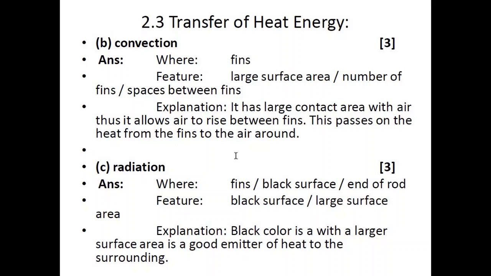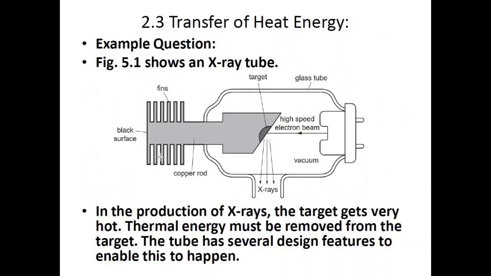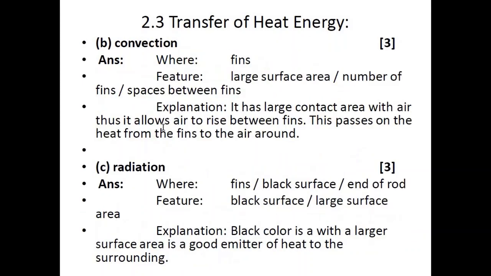Now, how does radiation occur? In the fins, where it is having the black color, or the end of the rod, the black surface or the large surface area radiates heat energy. Why? Because black color with a very large surface area would be a good emitter of heat to the surroundings. This is it. That's everything you need to know in section 2.3.